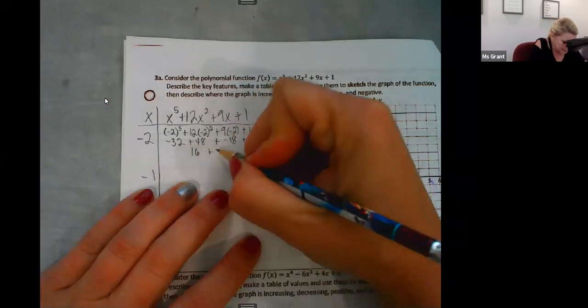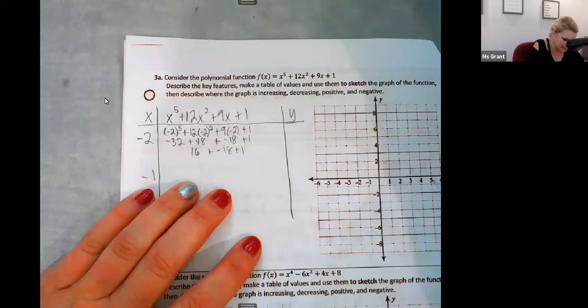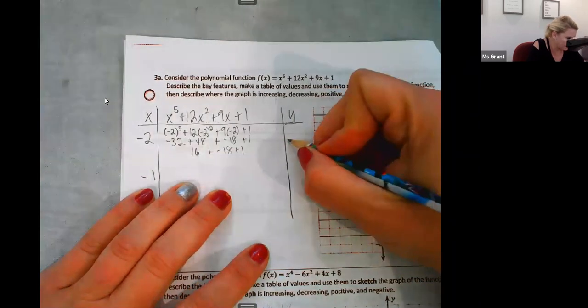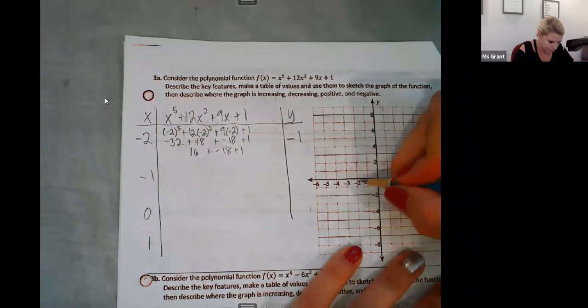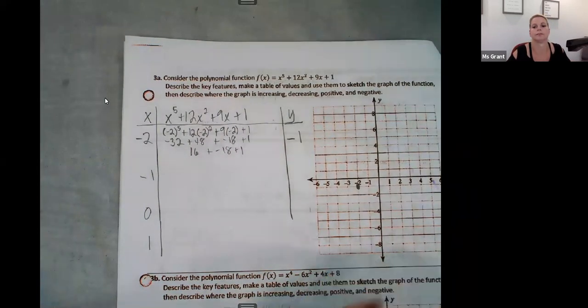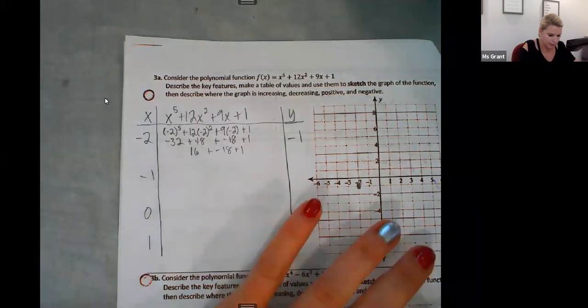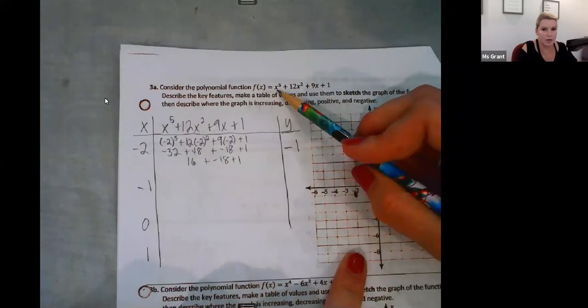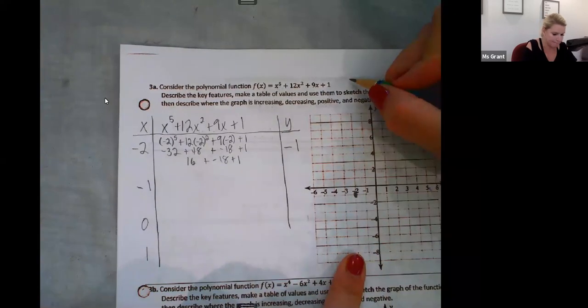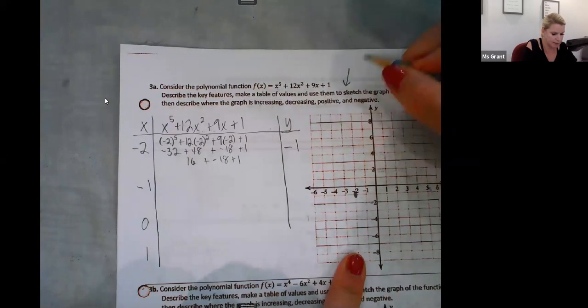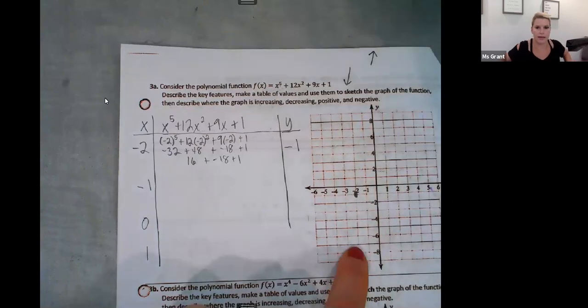16 plus -18 plus 1. Anyways, it ends up being -1. So the point is -2, -1. And plot that point. Now remember, this is a positive leading coefficient and it's an odd degree, so it's going to look like this. Here's the end of it, here's the right side of it.